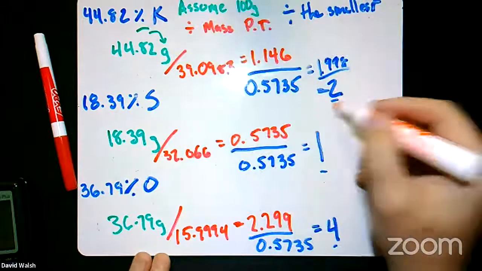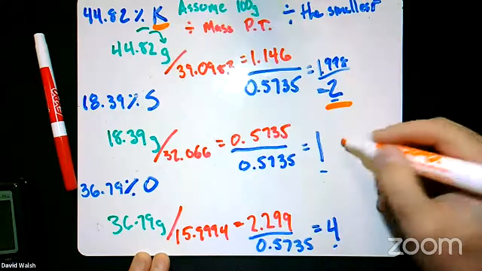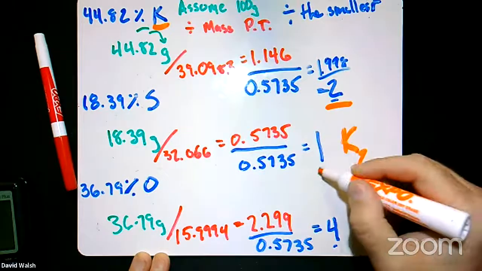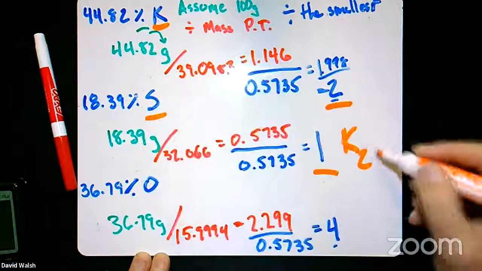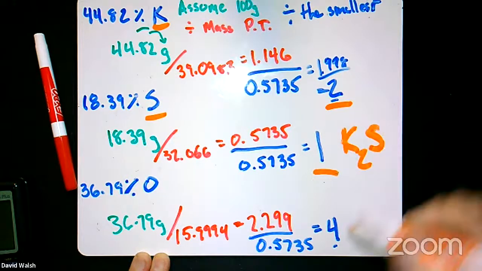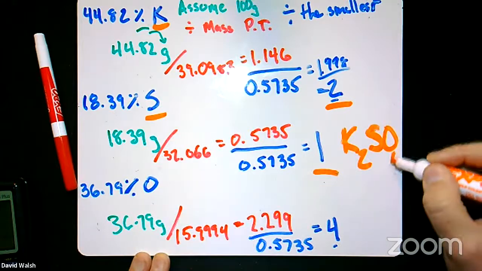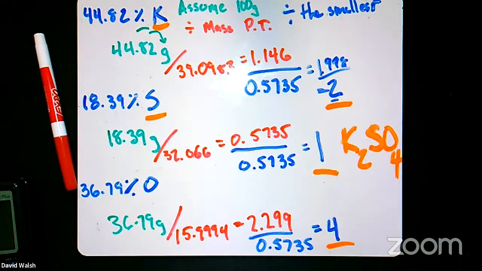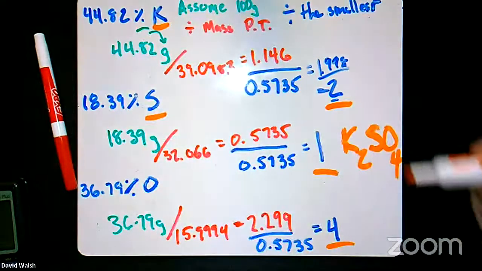Look, here we have 2 potassium, so we have K2. We have 1 sulfur, S. Remember, when it's a 1, we don't write the 1. And then we have O4 because we have a 4 here. So the formula for this is K2SO4.